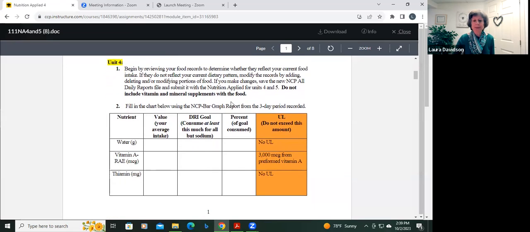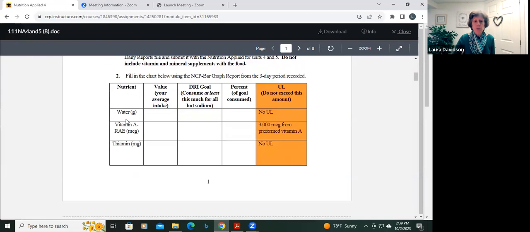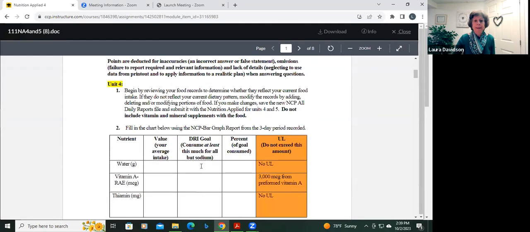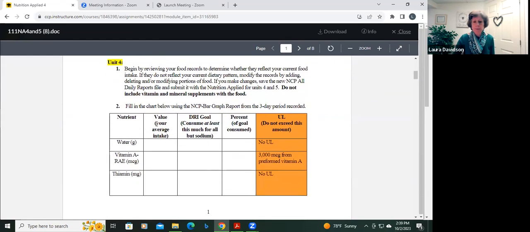Now, the next step is simply a copy and paste. You are looking at water through zinc, and you are filling in from your NCP reports your value, your goal, and your percent of the goal. I've included the UL here because that's going to be something important in a bit. But let me show you where you find this. It does say go to the bar graph report, but let's take a look.